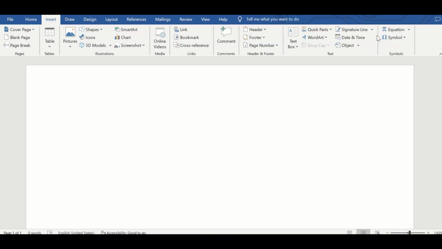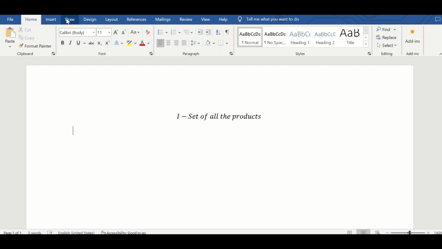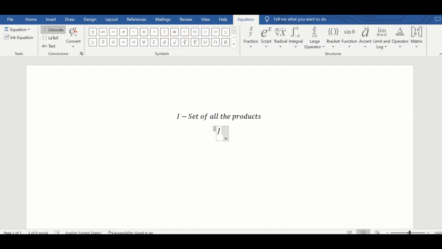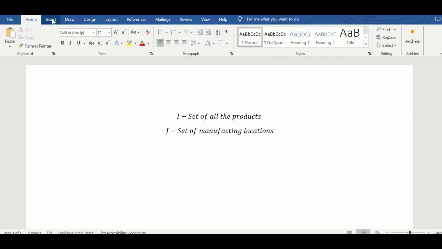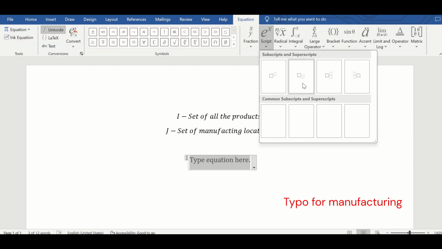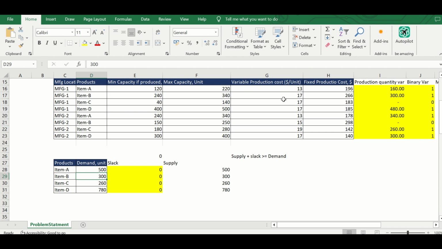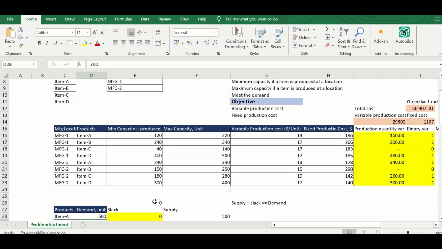First, we will write the sets. So let's say I is the set of all the products in our model. Next we will write another set, let's say J, which would represent the set of all manufacturing locations. Next, let's write the input data. In terms of the input data, we have the minimum capacity, maximum capacity, demand, variable production cost, and fixed production cost. These are the data that is provided to us.